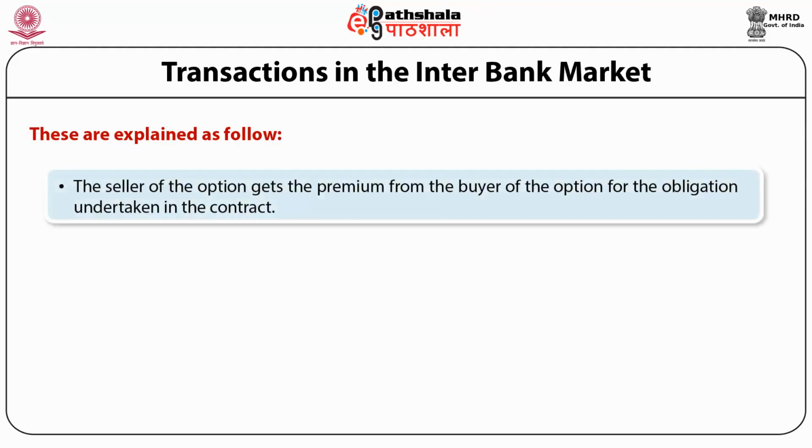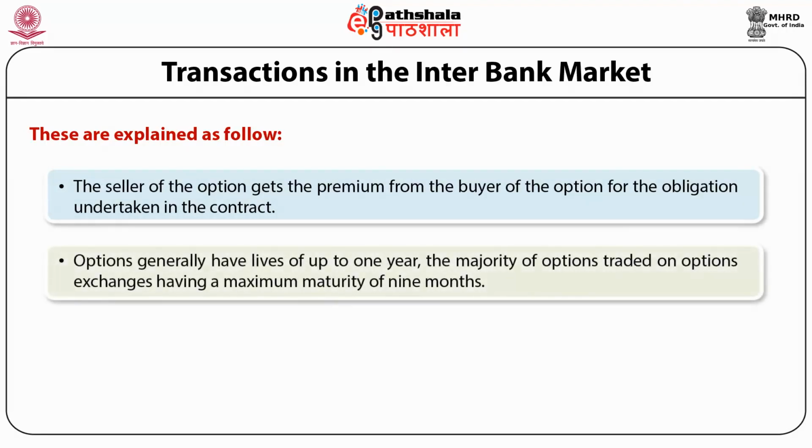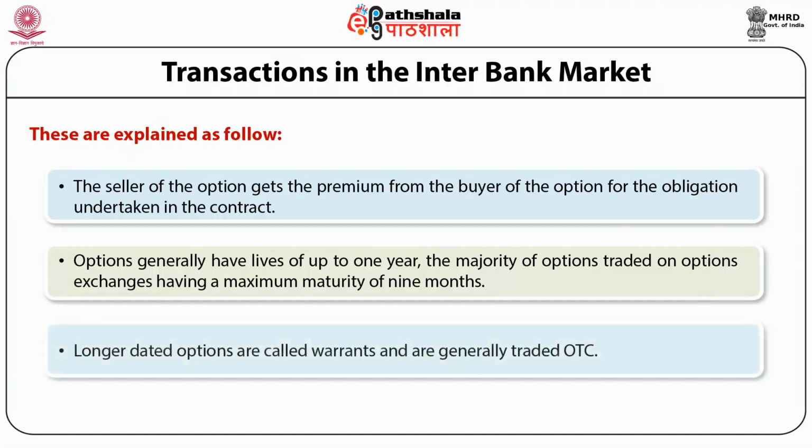The seller of the option gets the premium from the buyer of the option for the obligation undertaken in the contract. Options generally have lives up to 1 year. The majority of the options traded on the options exchange have a maximum maturity of 9 months. Longer dated options are called warrants and are generally traded at OTCs.